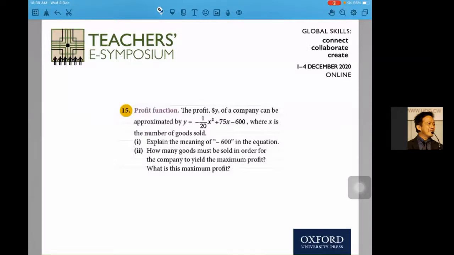It's as important as, if not more important than, being able to find the differential function, being able to complete the square, and subsequently find for what value of x the profit is maximum.